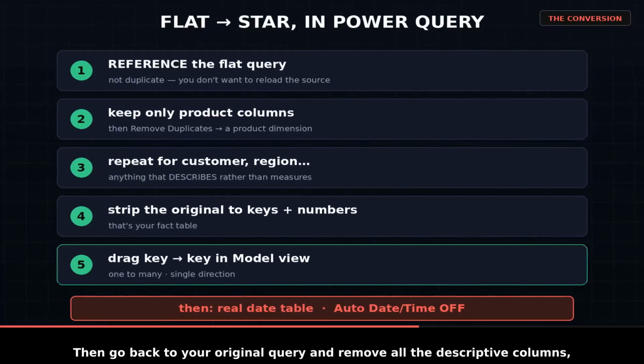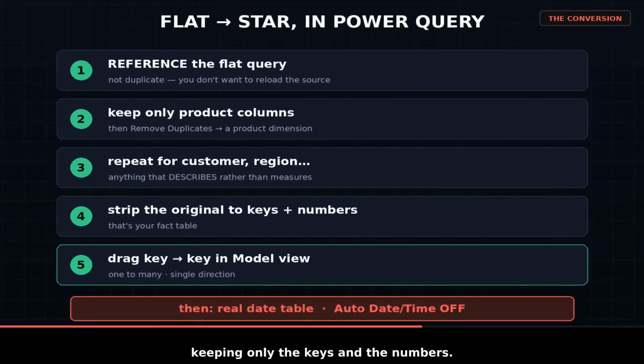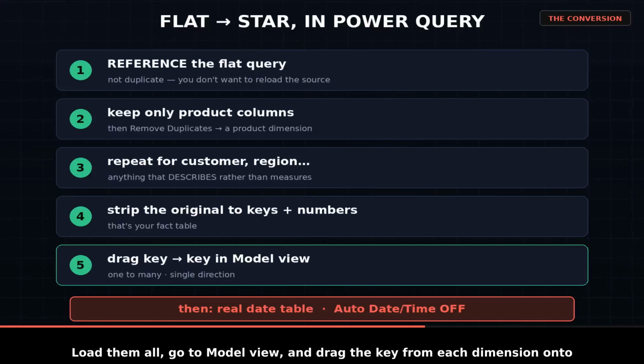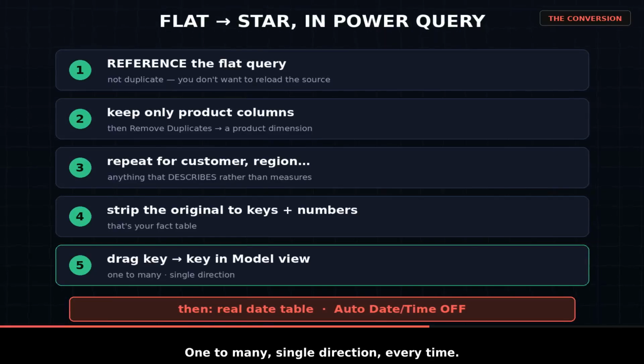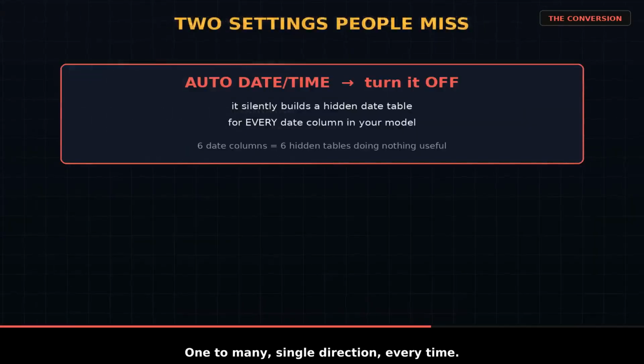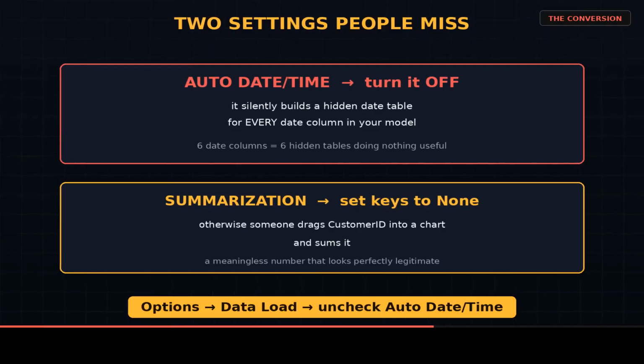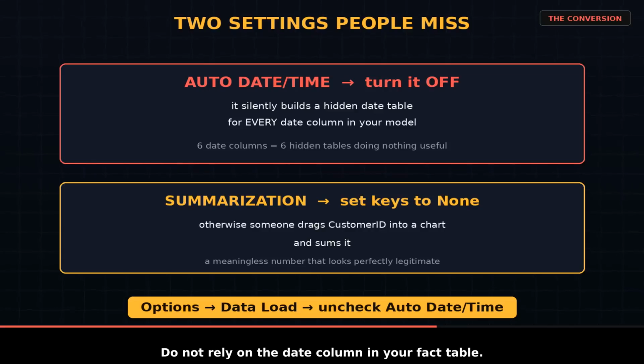Then go back to your original query and remove all the descriptive columns, keeping only the keys and the numbers. That's your fact table. Load them all, go to model view and drag the key from each dimension onto the matching key in the fact table. One to many, single direction, every time. And then two things that matter enormously. First, build a proper date table. Do not rely on the date column in your fact table.